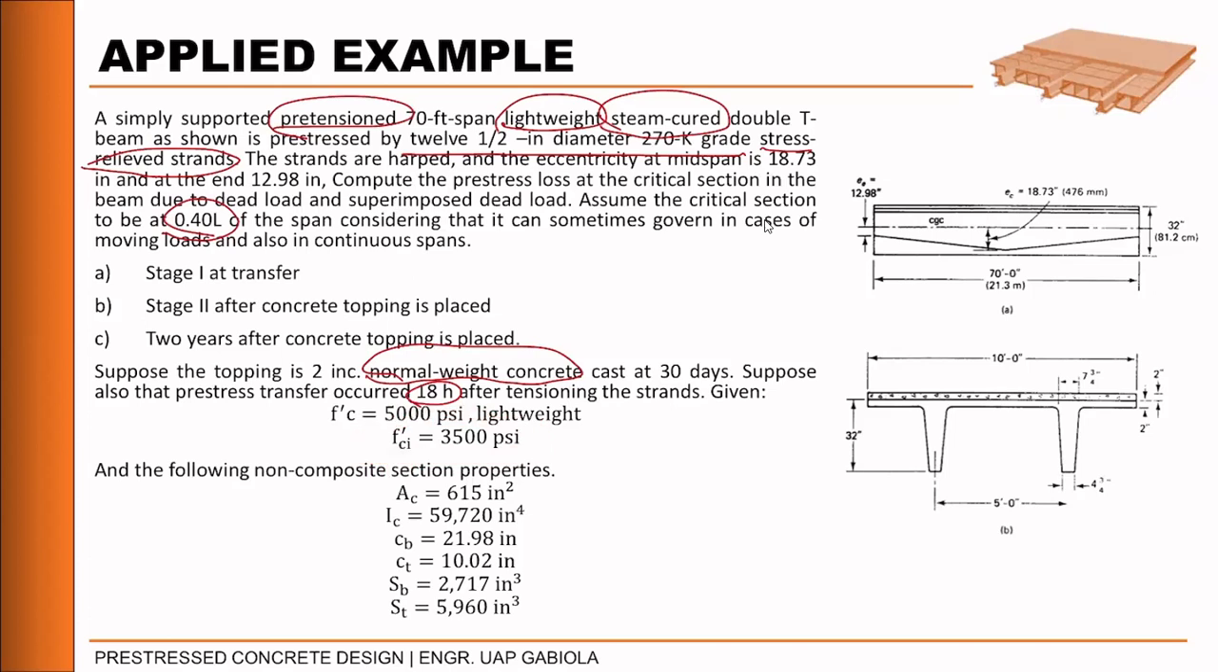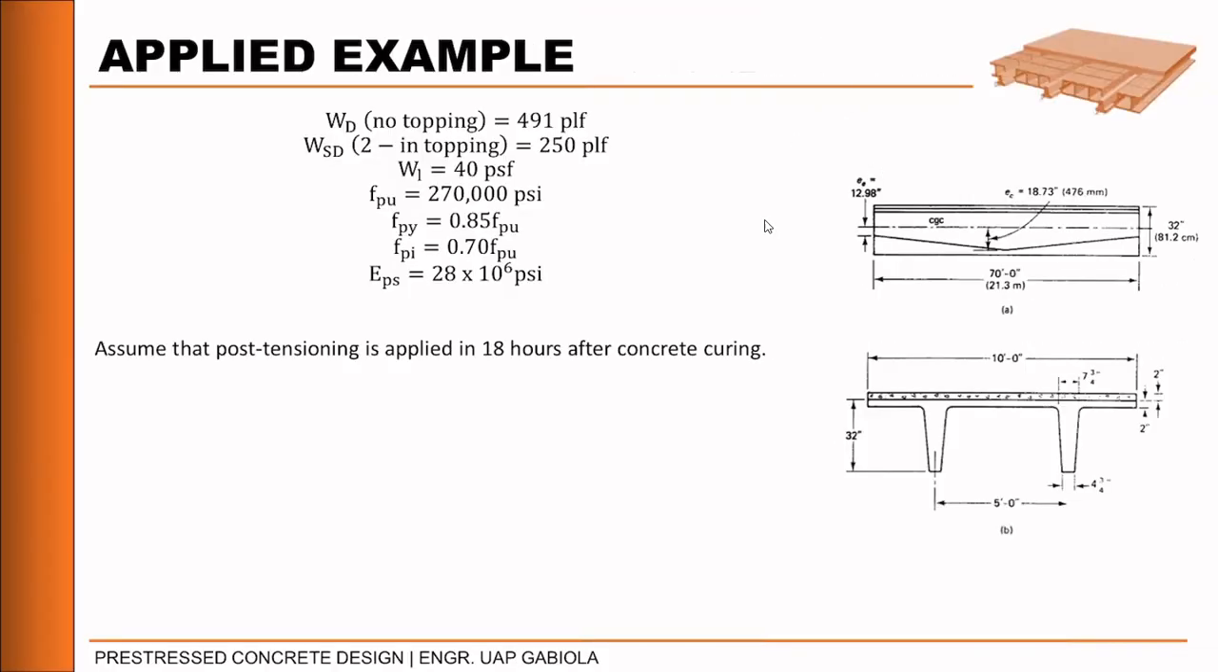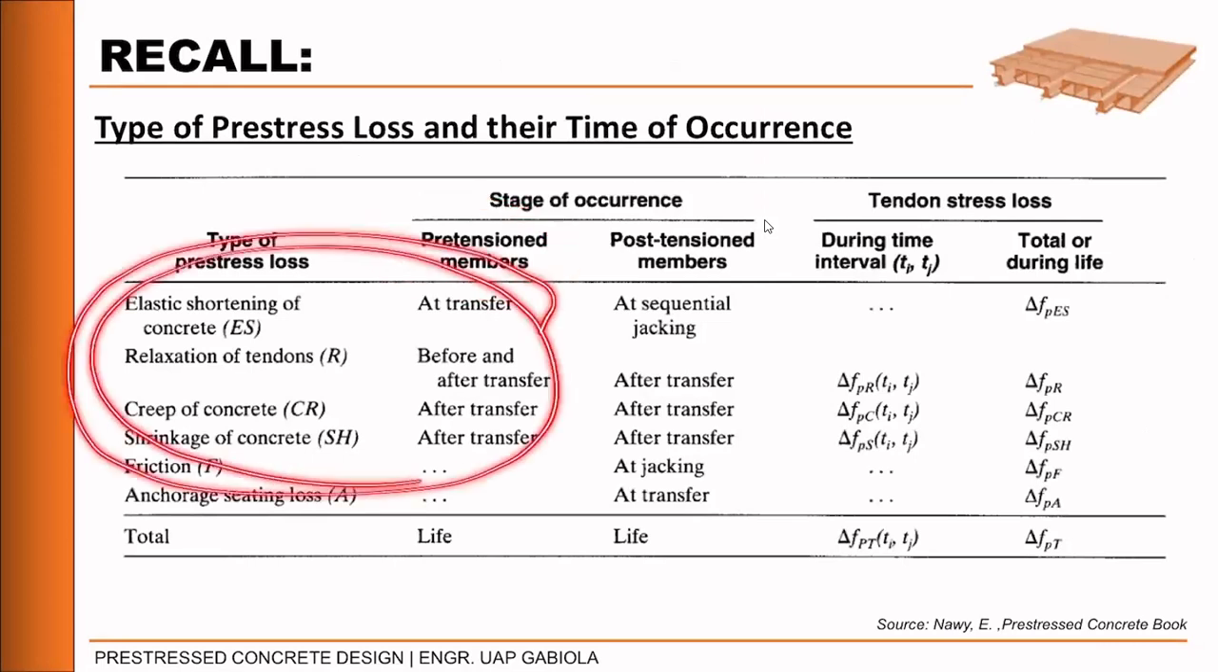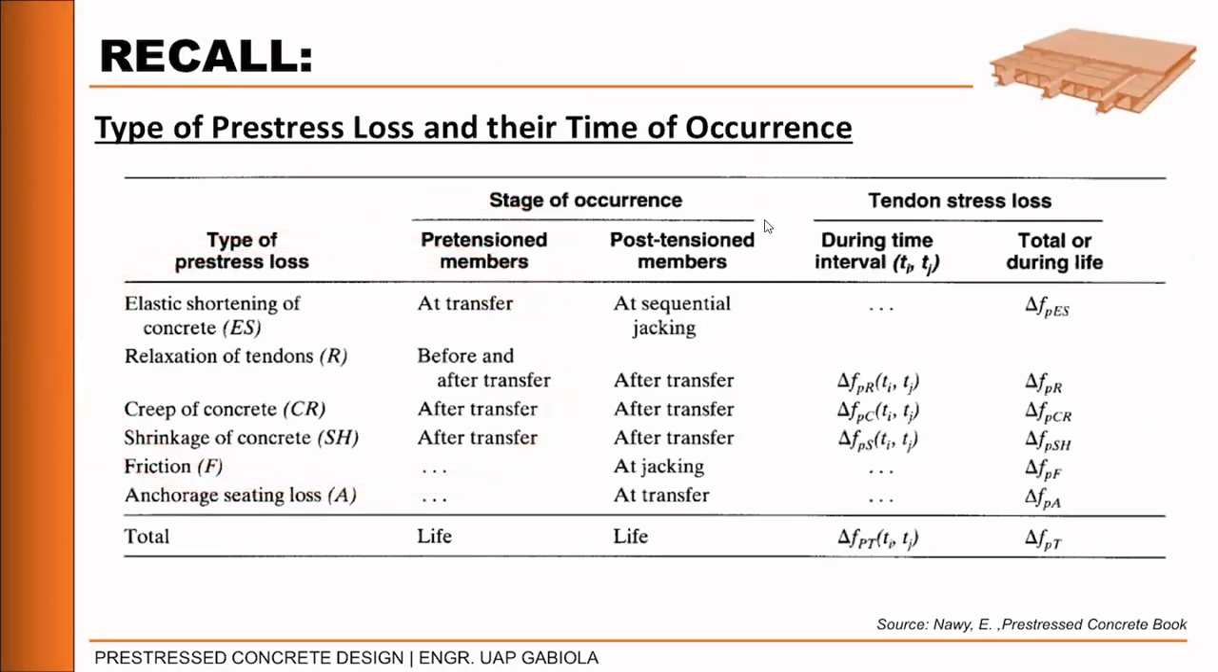So babalikan natin ngayon is yung ating table kanina, yung pina-recall natin. Okay, dito. Okay? So tayo ay pre-tension members, okay? So, ibig sabihin, ito lang yung mga losses natin. And sa stage 1 natin, si stage 1 is at transfer tayo. So, ibig sabihin, at transfer, meron tayo, ayan, nakalagay. So, meron tayong elastic shortening na i-calculate. Isa sa letter A natin.